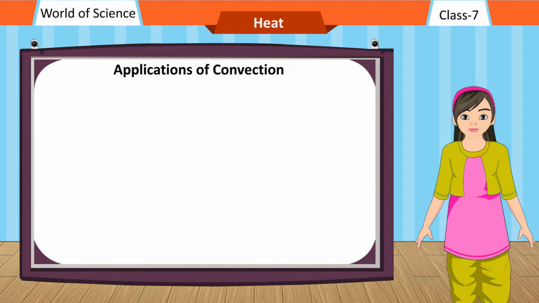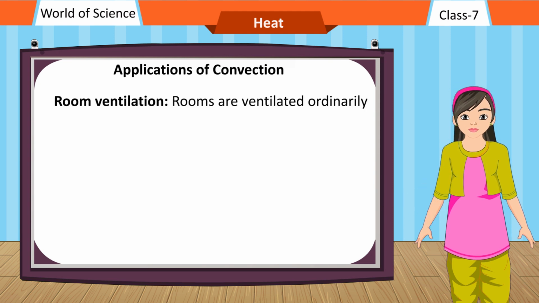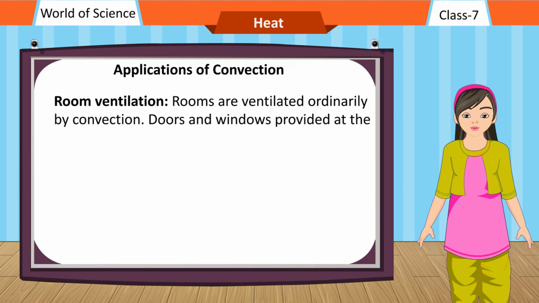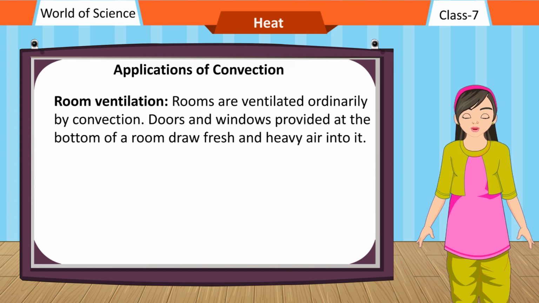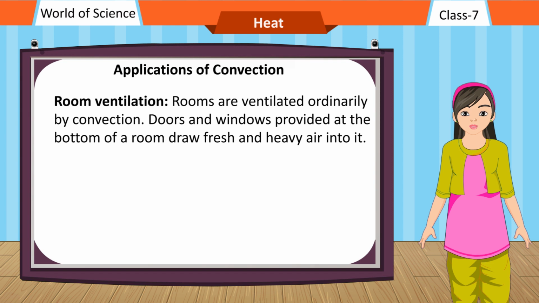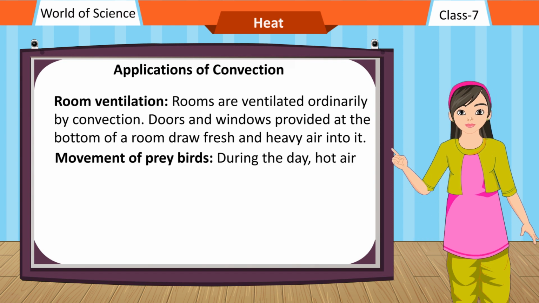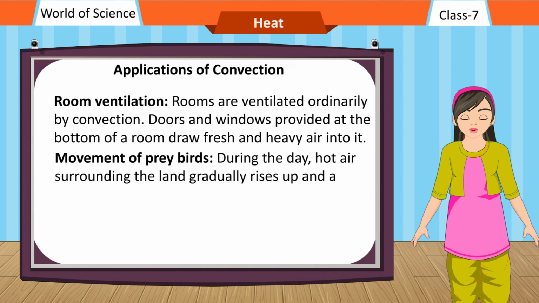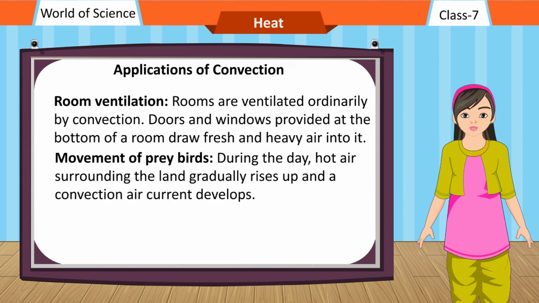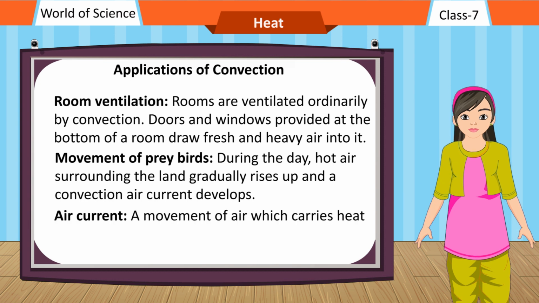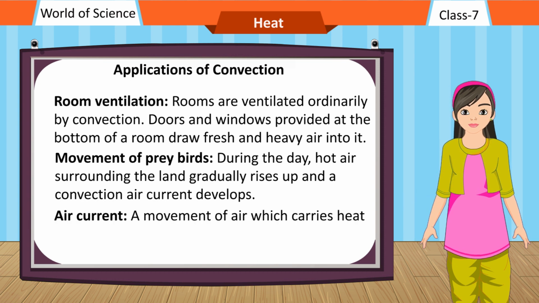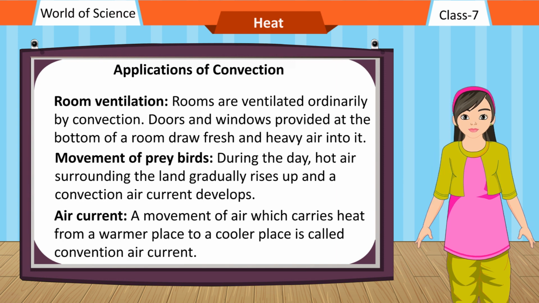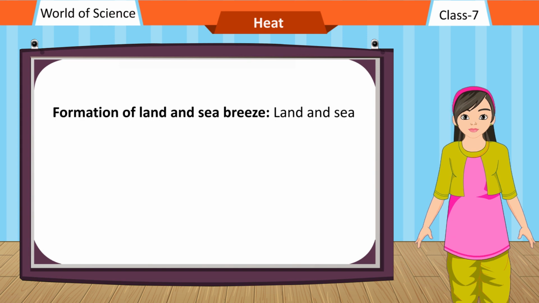Applications of convection. Room ventilation. Rooms are ventilated ordinarily by convection. Doors and windows provided at the bottom of a room draw fresh and heavy air into it. Movement of prey birds. During the day, hot air surrounding the land gradually rises up and a convection air current develops. Air current: a movement of air which carries heat from a warmer place to a cooler place is called convection air current.